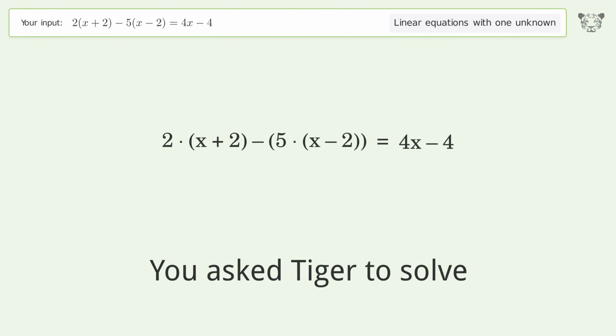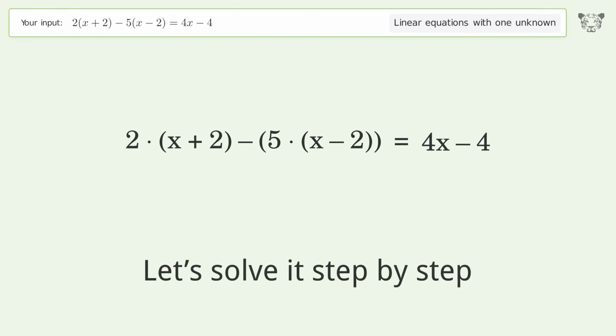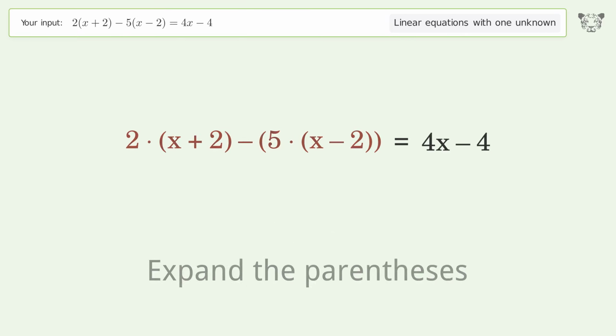You ask Tiger to solve. This deals with linear equations with one unknown. The final result is x equals 18/7. Let's solve it step by step. Simplify the expression. Expand the parentheses.